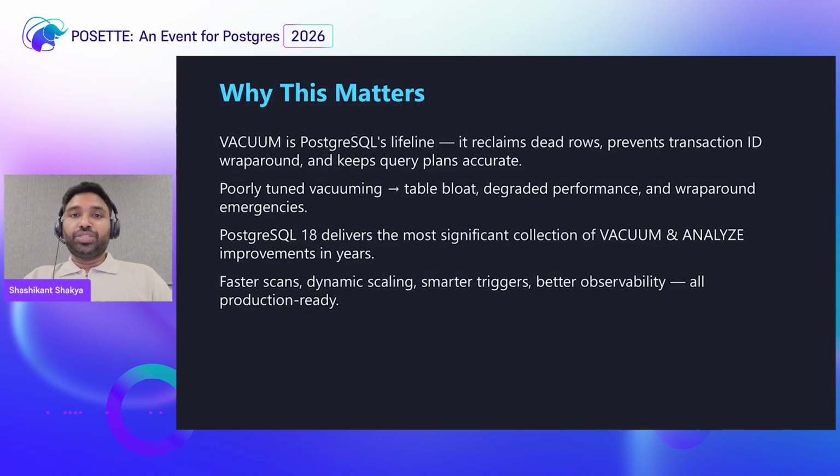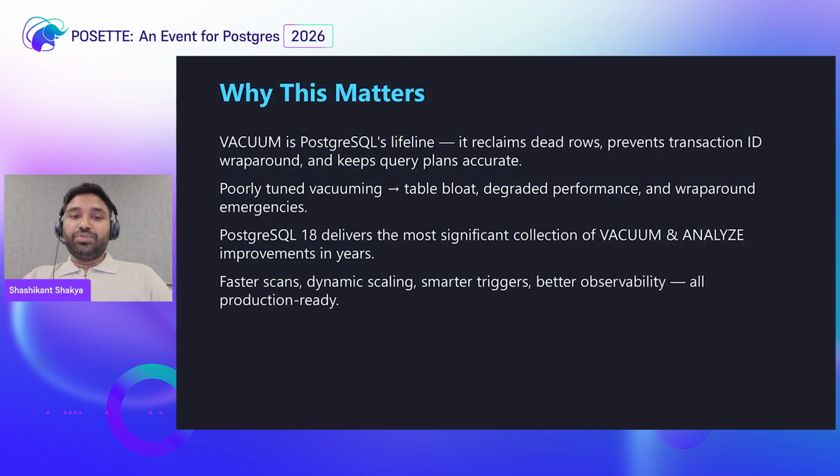A poorly tuned autovacuum can lead to table bloat, degraded query performance, and it can even lead to a wraparound situation. Wraparound emergencies have been reduced since the release of PG14. But if someone is not paying attention to their vacuuming cycles on PostgreSQL, this can still happen.